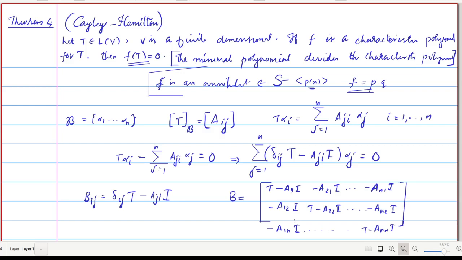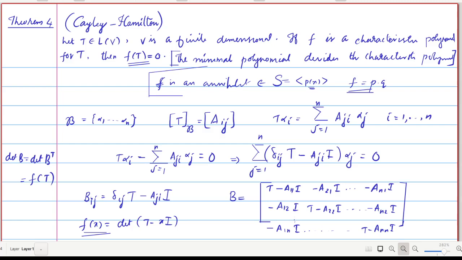So this is the matrix B. For this matrix, we know that the determinant of B is the same as the determinant of B transpose. But the determinant of B transpose is nothing but f of t. F is the characteristic polynomial. The characteristic polynomial is defined as the determinant of the matrix xI minus t. So this is the characteristic polynomial.